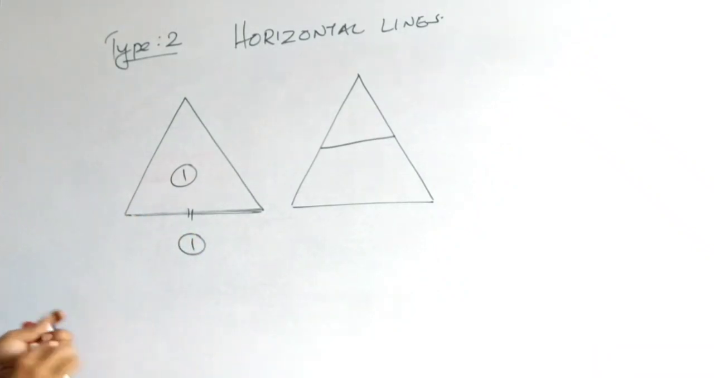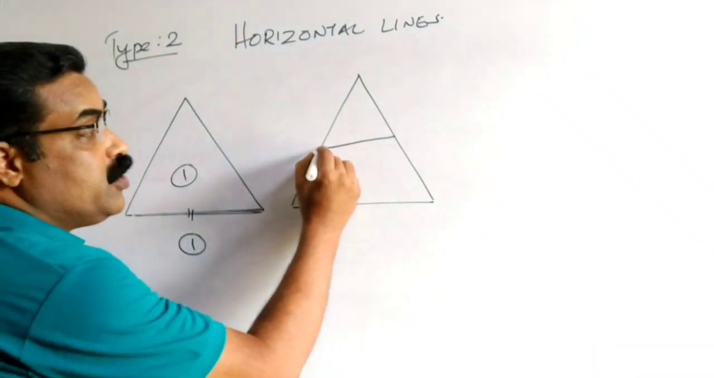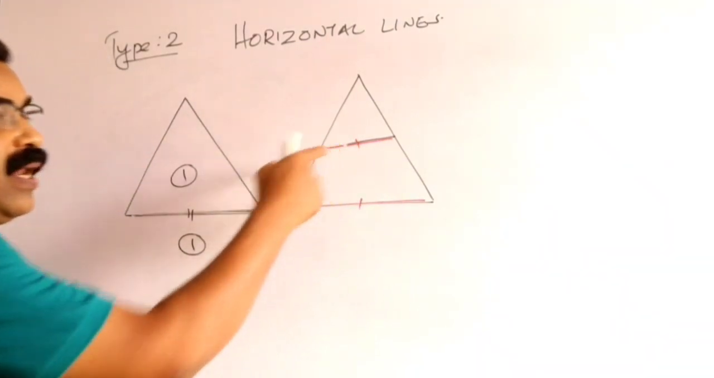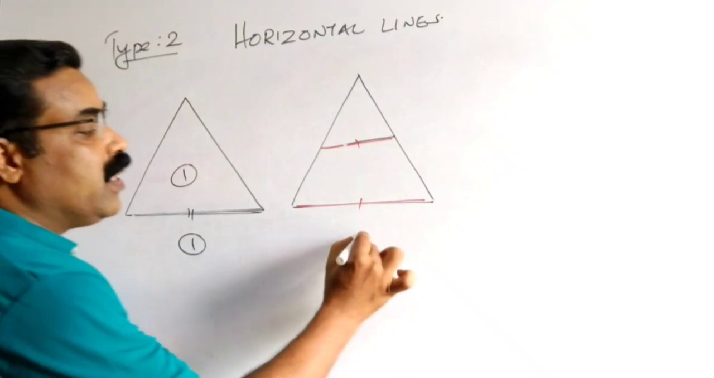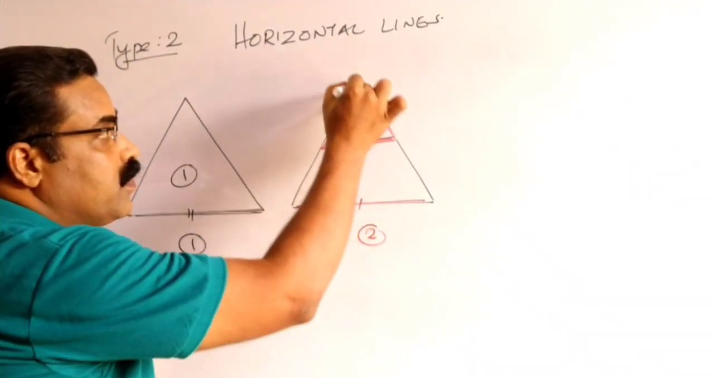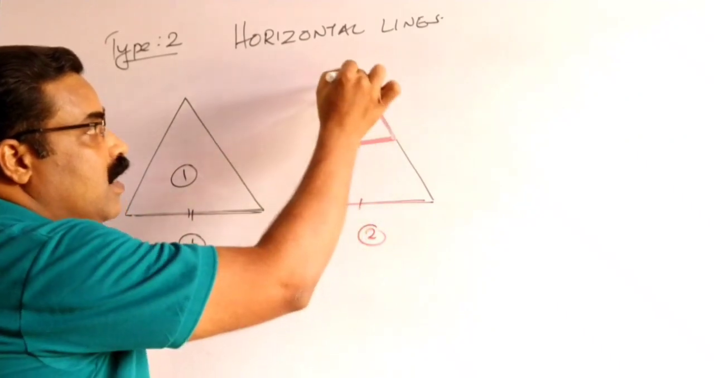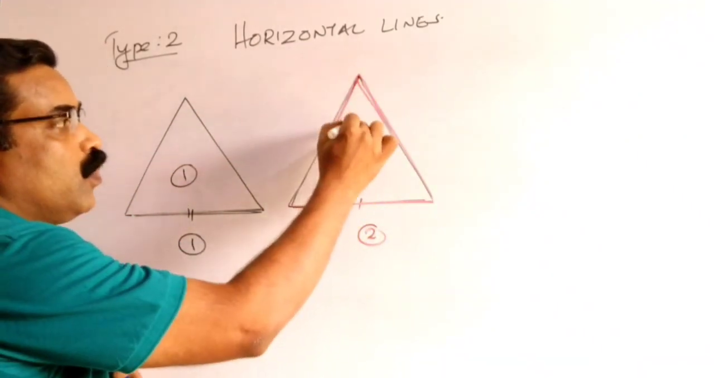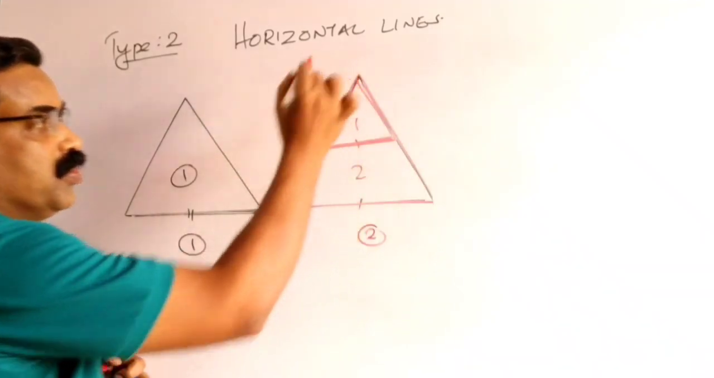Here you can make 2 horizontal lines. You have one here and one here. 2 horizontal lines, so 2 triangles will be there. This is the first triangle and this is the second triangle. Only 2 triangles. One and the bigger one, 2.